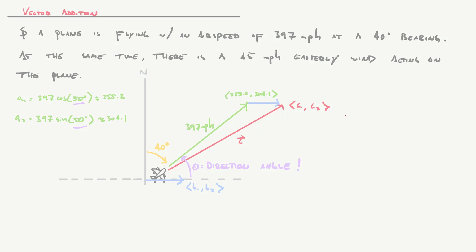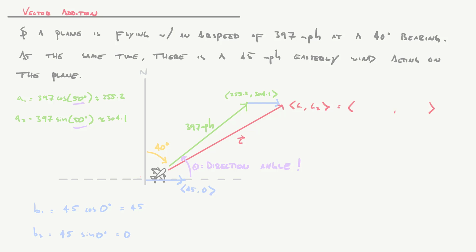Okay, we're going to do the same thing for the wind speed vector. 45 is the magnitude. The direction angle for the wind, since it's blowing directly east, is 0 degrees for cosine, 0 degrees for sine. Cosine of 0 degrees is 1, so B1 is 45. Sine of 0 degrees is 0, so B2, the vertical component, is 0, which makes sense given what it looks like here. So that is the position vector for the wind.